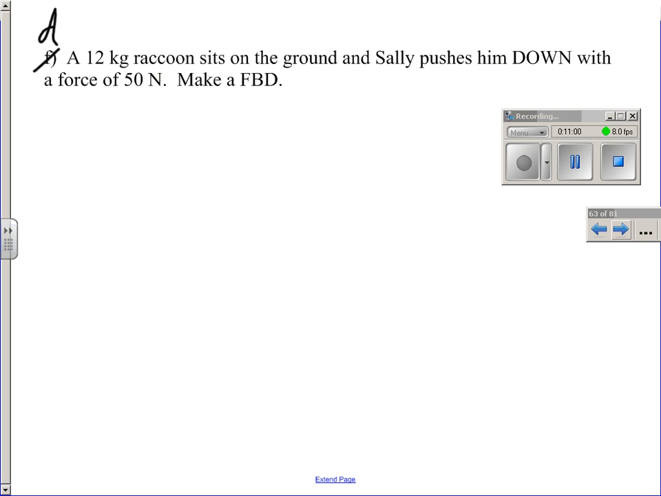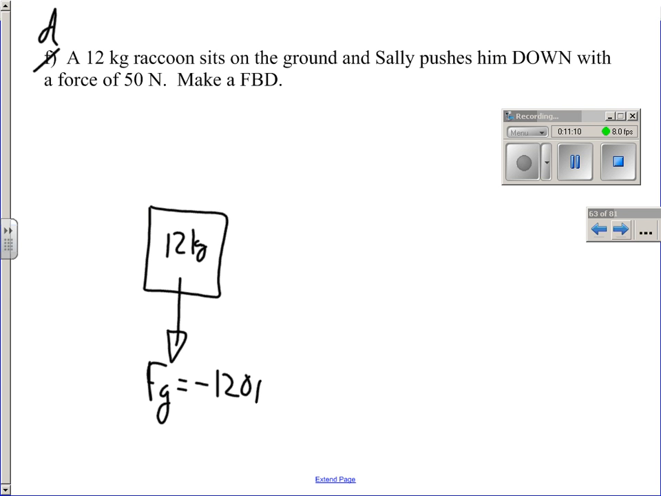So we've got a raccoon. Since we're running tight on time, I'm going to just draw a box for our raccoon, 12 kilograms. Gravity is pulling the raccoon down with a force of negative 120 newtons, just 12 times negative 10. So that's our step one, mass and force of gravity. Step two, any given forces. Oh, there's something going on here. Sally pushes him down with a force of 50 newtons. So put in your force of Sally, 50 newtons.